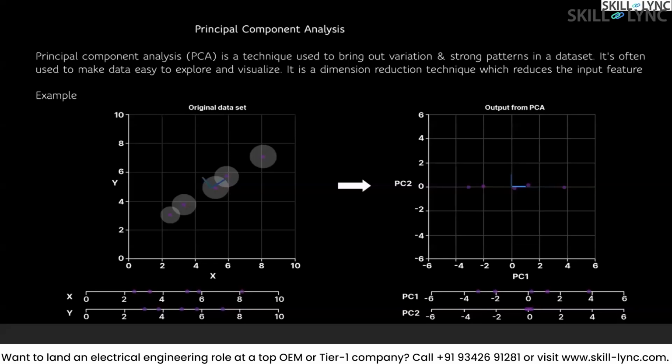So there is something called principal component analysis. As the name suggests, it is an analysis which is done on the components. What this technique does is bring out the variation and the patterns in a data set. That means it tries to convert your original features into new features. First of all, principal component analysis will not reduce your input features. That is an analysis by which you have to reduce your input features. But what principal component analysis does for you is convert your input features into some other features.